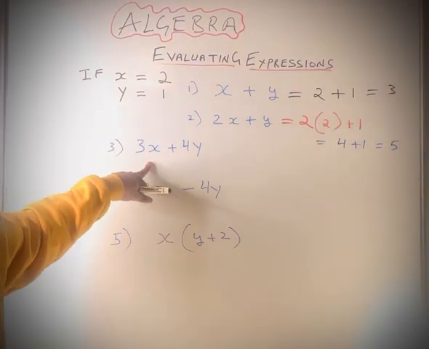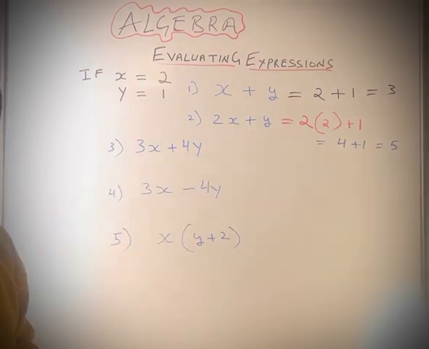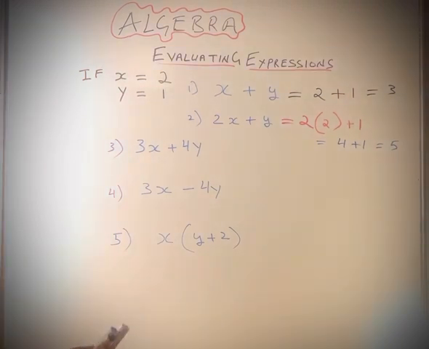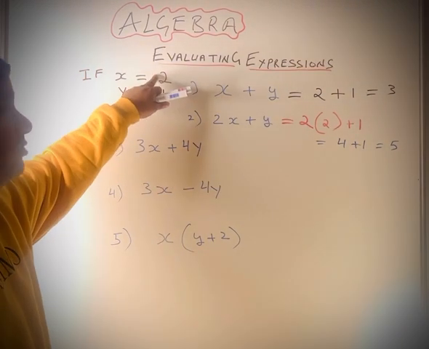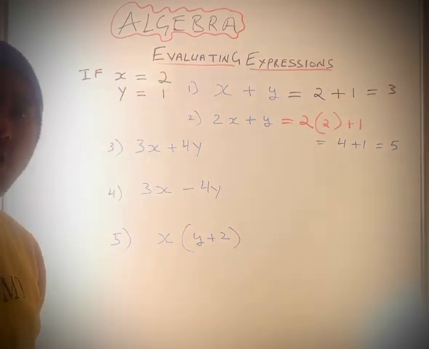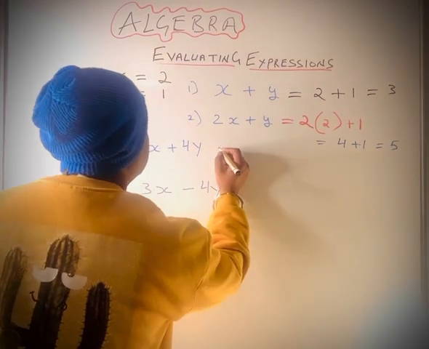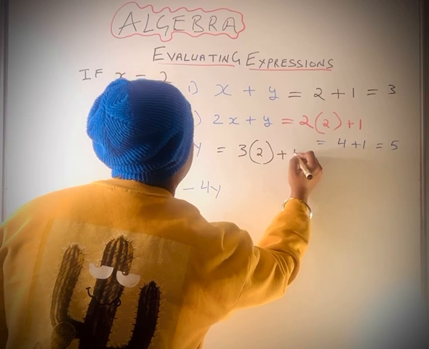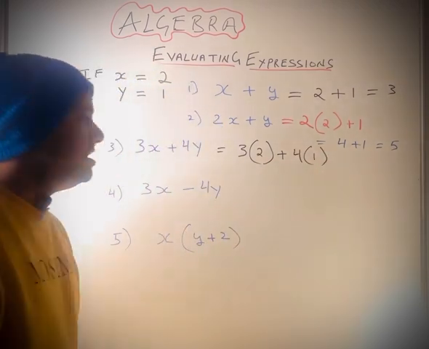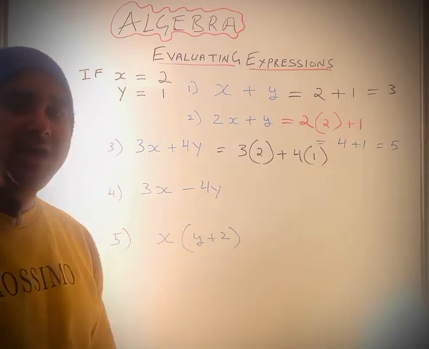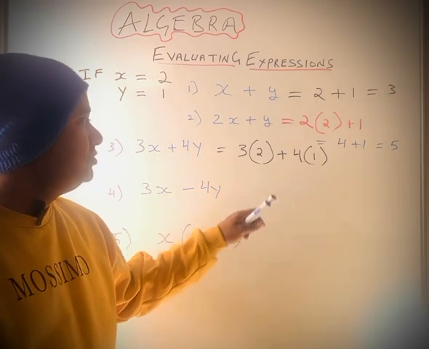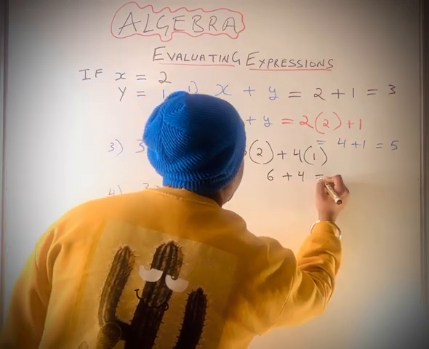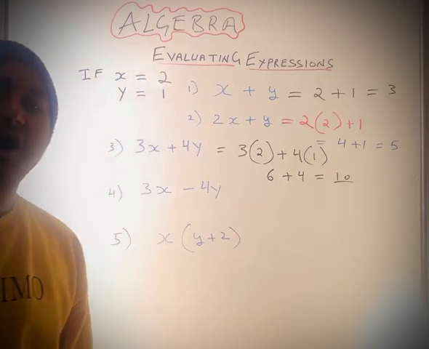Now let's say we have another example, 3x plus 4y. How am I going to evaluate this one? Again, same case. Instead of x, I'm going to put 2. Instead of y, I'm going to put 1. So it's going to look like this: 3 times the bracket 2, plus 4 times the bracket 1. Now the first thing I need to do is open the brackets, so I'm going to do 3 times 2 and 4 times 1. So 3 times 2 is 6, plus 4, and 10 is my answer. That's how you evaluate the expression.